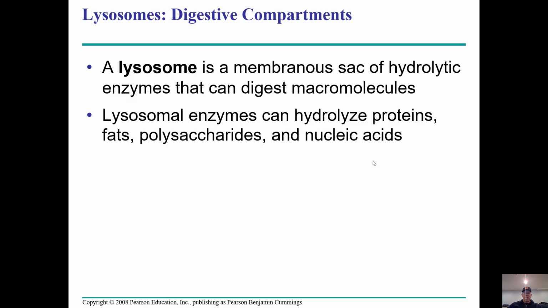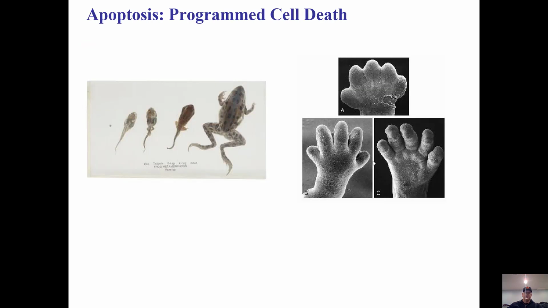It can also be utilized to break down organelles that have kind of broken within the cell. Those parts can be reused. But in some cases, the lysosome can be used to actually kill the cell, which doesn't kind of make sense. Why would cells want to kill themselves? Well, during development, it can actually be very useful.